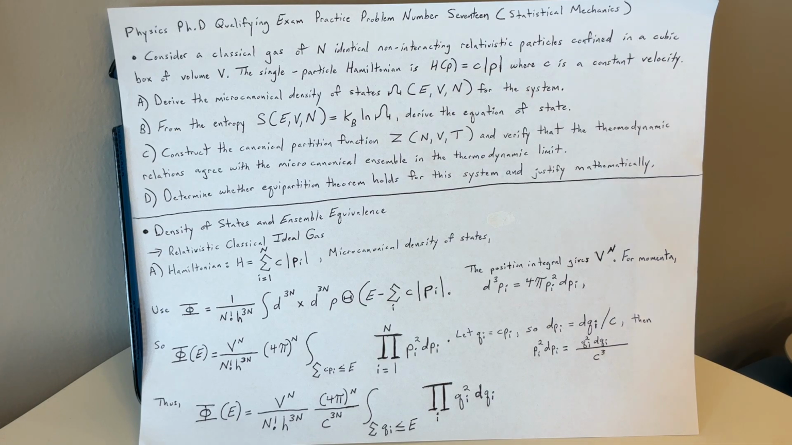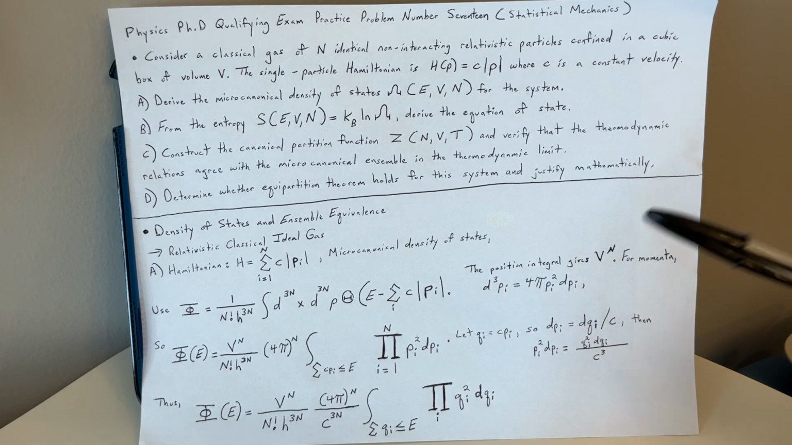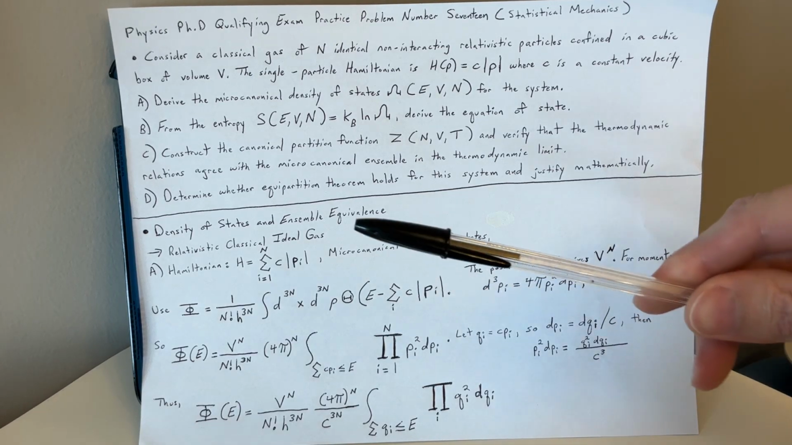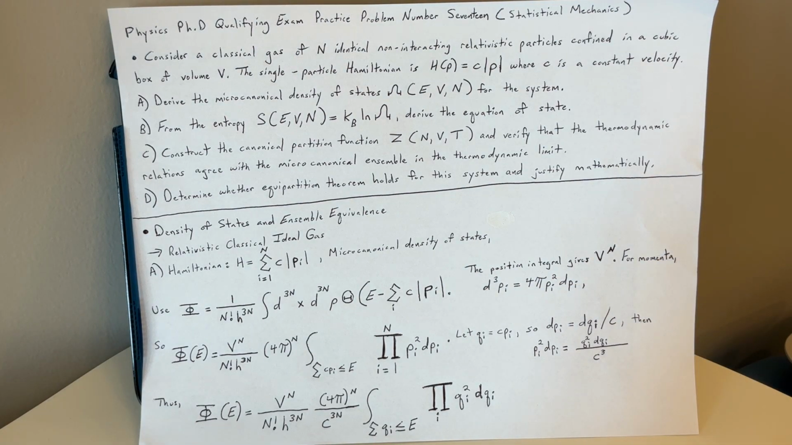For part C, construct the canonical partition function and verify that the thermodynamic relations agree with the microcanonical ensemble in the thermodynamic limit. And for part D, determine whether the equipartition theorem holds for this system and justify mathematically. So I'll go over this rather quickly because you have the setups as a reference with the answers.